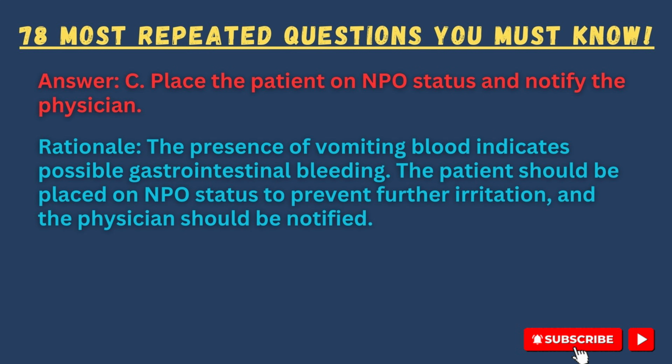Answer: C. Place the patient on NPO status and notify the physician. Rationale: the presence of vomiting blood indicates possible gastrointestinal bleeding. The patient should be placed on NPO status to prevent further irritation, and the physician should be notified.